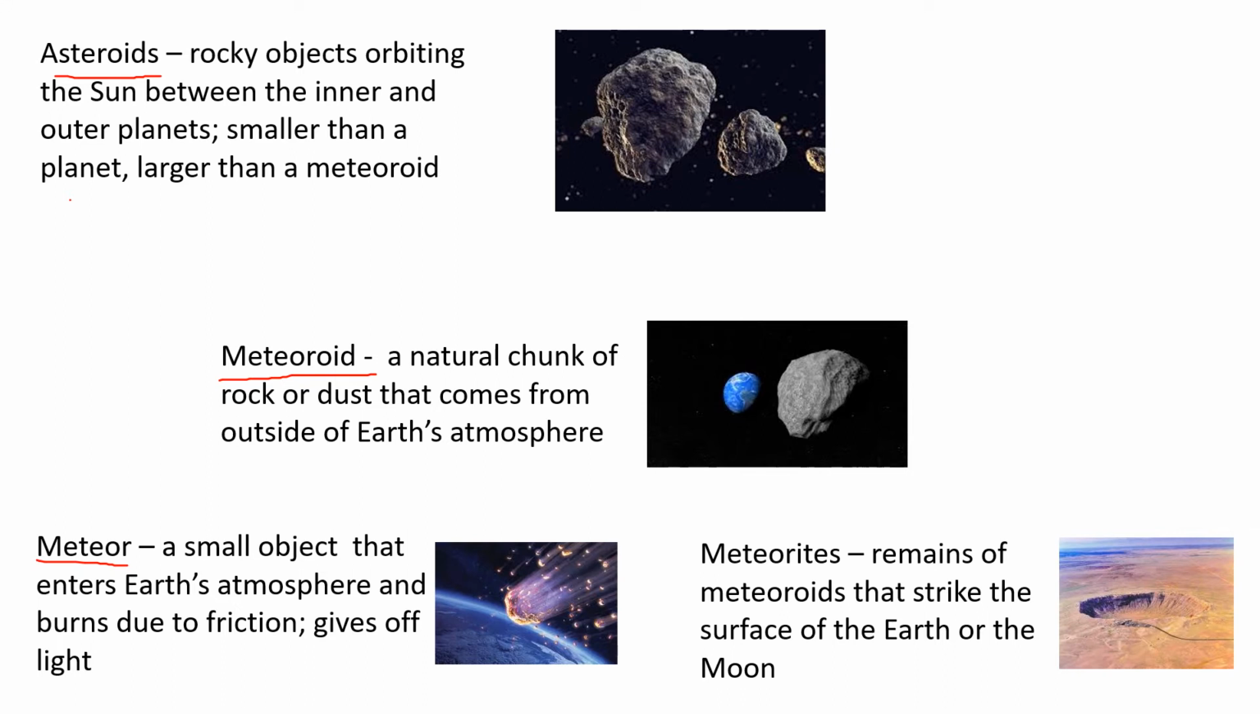So a meteorite, these ones right over here, are remains of meteoroids that strike Earth's surface or the moon. Kind of neat, right? So it's kind of the same idea all the way around, but one of them comes through Earth's atmosphere. One of them actually lands on Earth. Kind of cool, right?